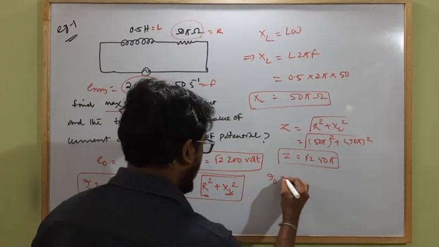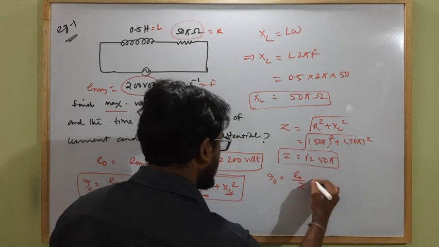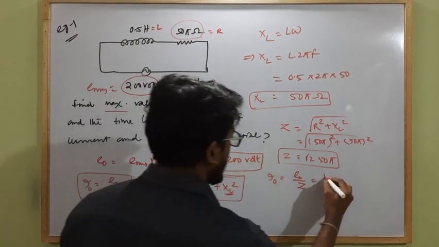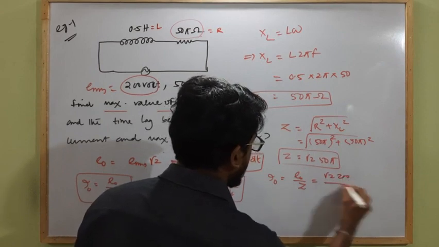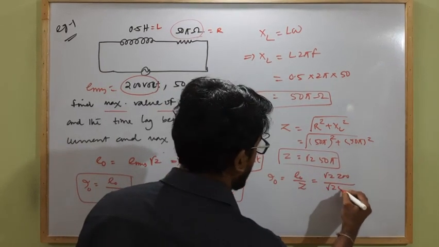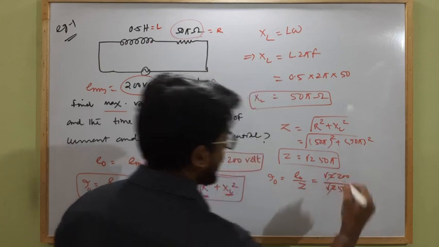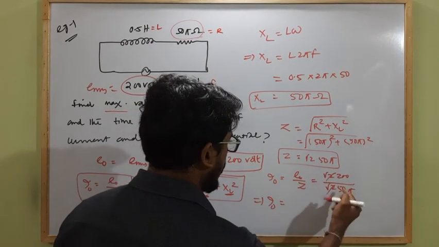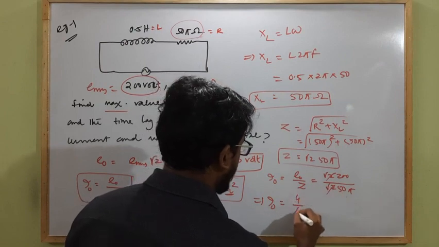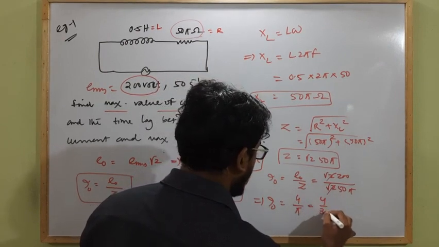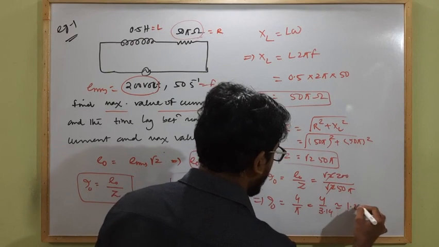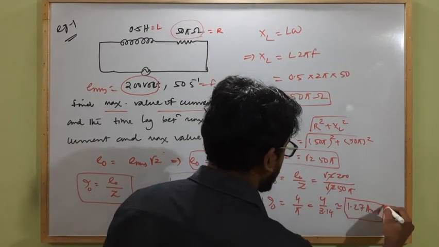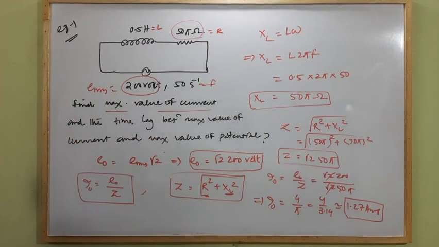So what is the value of I naught? From this we will get I naught equal to E naught by Z. E naught is root 2 into 200, divided by Z, which is root 2 into 50 pi. Root 2 will get cancelled. So this implies I naught will be equal to 200 by 50 pi, that is 4 by pi, which is 4 by 3.14, which is nearly equal to 1.27 ampere. So this is the maximum current flowing through the circuit.